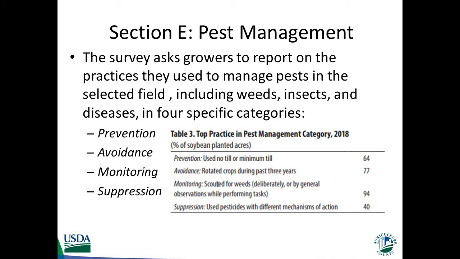The survey asks growers to report on the practices they use to manage pests in the selected field, including weeds, insects, and diseases in 4 specific categories. Prevention practices involve actions taken to keep a pest population from infesting a crop or a field. Avoidance practices use cultural measures to mitigate or eliminate detrimental effects of pests. Monitoring practices observe or detect pests through sampling, counting, or other forms of scouting. Suppression practices involve controlling or reducing existing pest populations to mitigate crop damage.